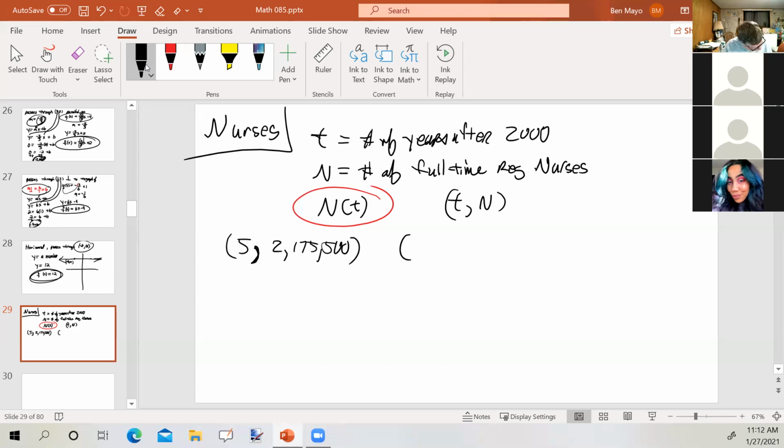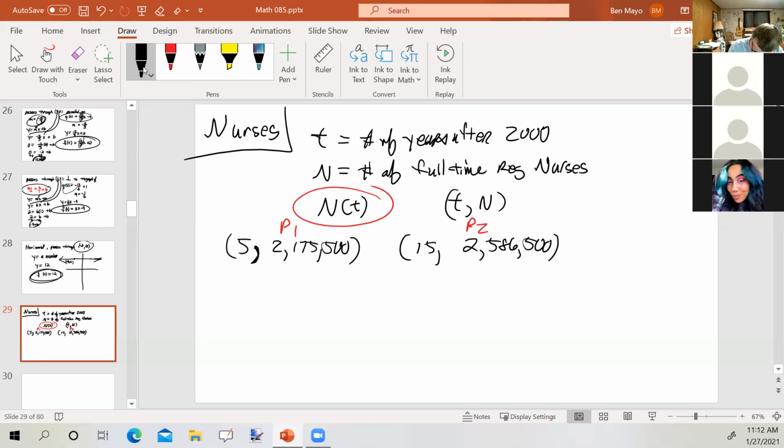Then it says, by the year 2015, so that's 15 years after the year 2000, that number is expected to be 2,586,500. So 5 years after the year 2000, we've got 2,175,500. 15 years after, we've got 2,586,500. Okay, so those are our two ordered pairs.